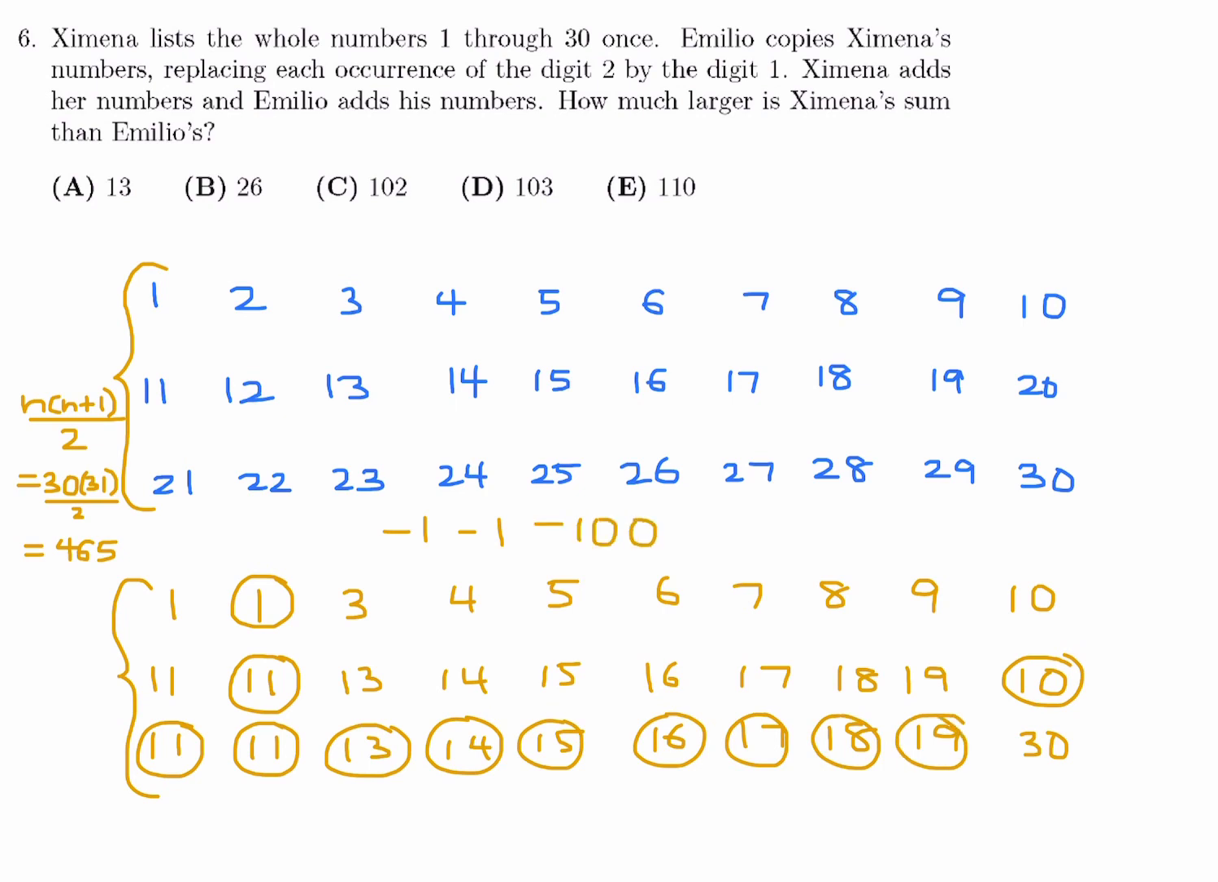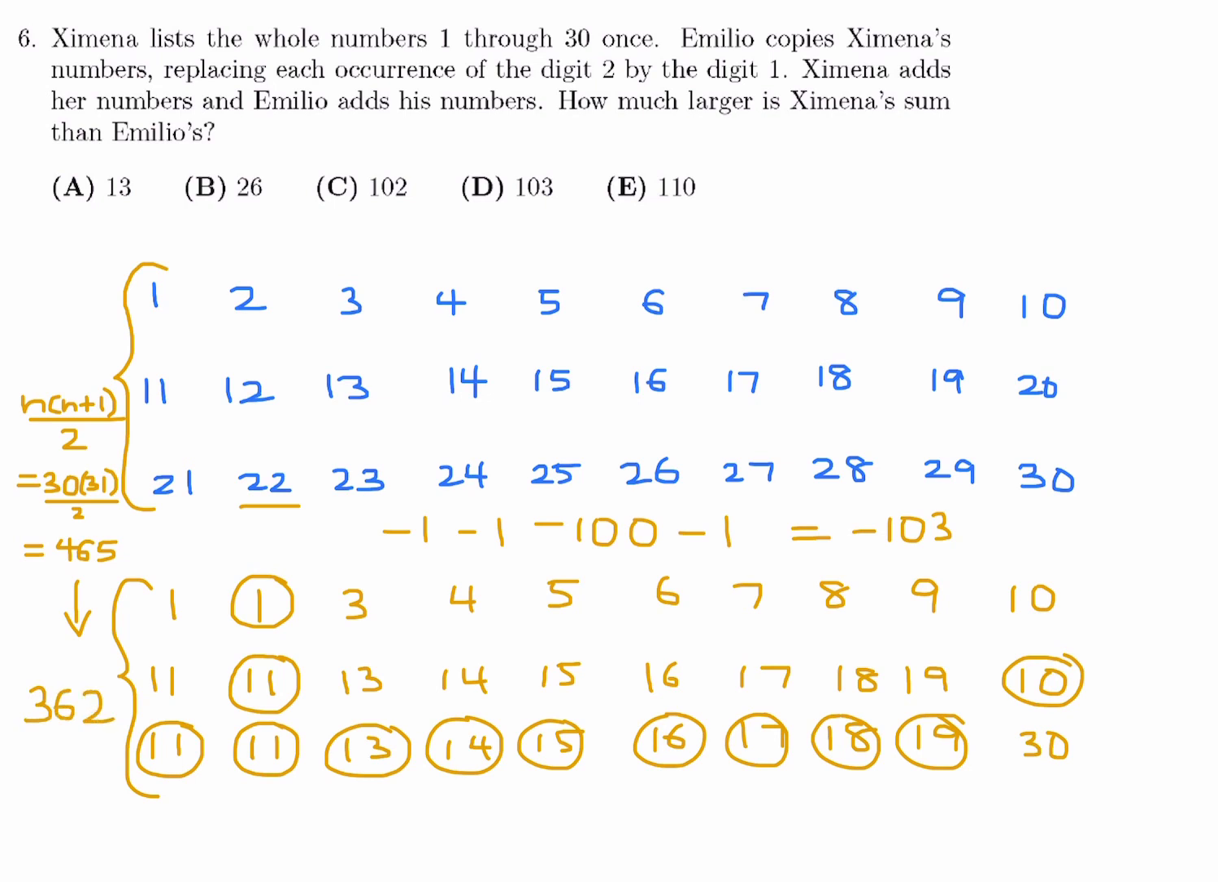And there's one I think that some people might miss. The 22 and the 11 actually went down a little bit further than minus 10. It went down by minus 11. So I got to account for one more. So really my sum is minus 103 from this guy. So 465 minus 103 is 362.